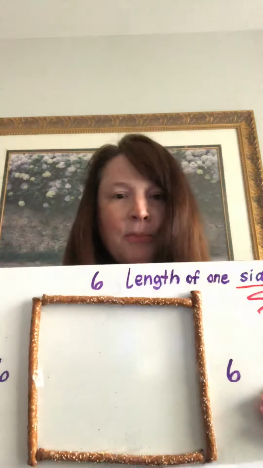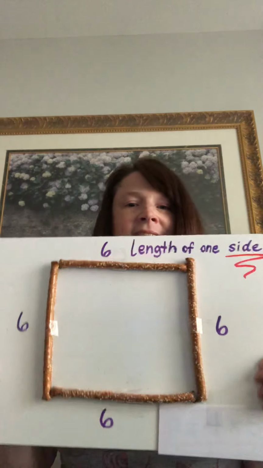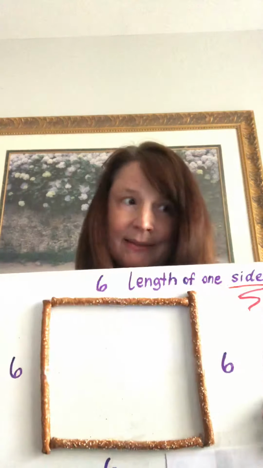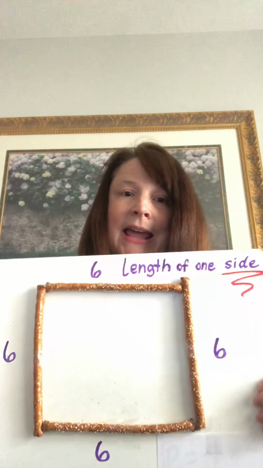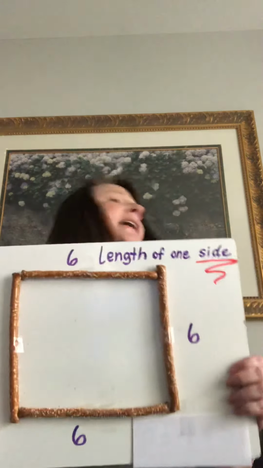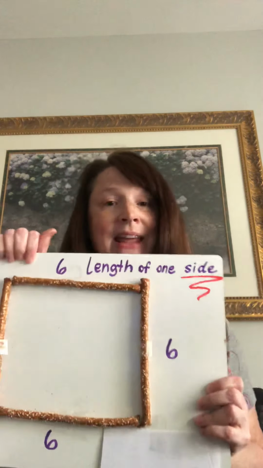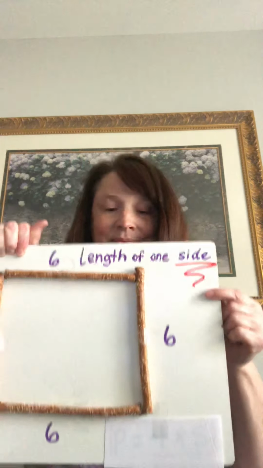All right, so let's talk about squares, because squares are a little bit different. So let's take a look. So again, I have made this square, the perimeter of the square, out of pretzels. And you can see that every side, of course, being that it's a square, is the same length. And you're going to see in the formula the letter S, okay? S stands for side. So let's look at what that formula looks like.